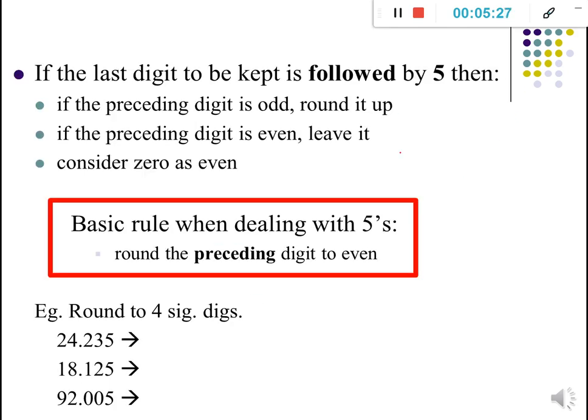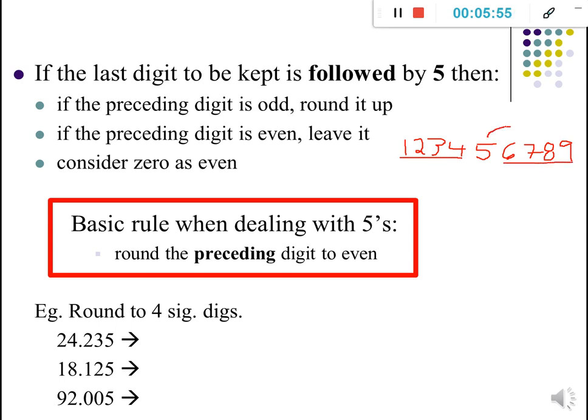However, when you have a 5, often people are taught that the rule with 5s is that you are supposed to be rounding it up. However, if you look at the number line, 1, 2, 3, 4, there's 5, 6, 7, 8, and 9. 5 is right in the middle. There's 4 numbers on either side of it.